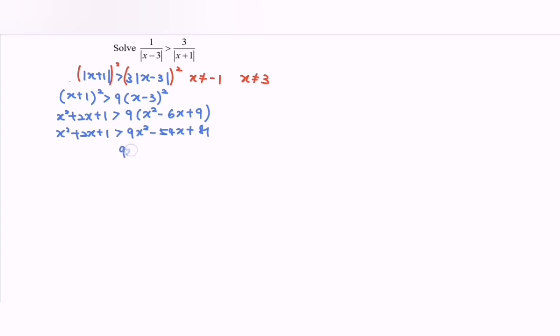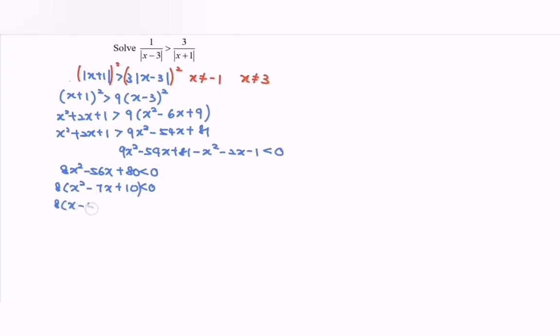Kindly rearrange the situation. So we have minus x squared minus 2x minus 1 less than 0. So 8x squared minus 56x, and then plus 80, less than 0. Factor out the 8, so we have x squared minus 7x plus 10. So kindly factor out the situation. So x minus 5, x minus 2. So here we have the simplest form.